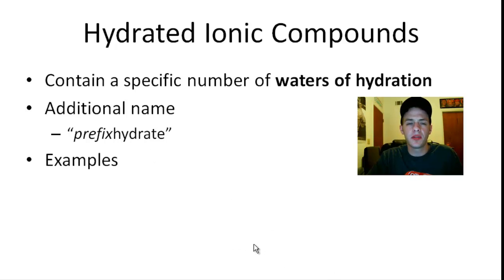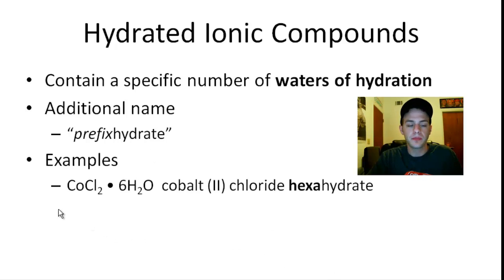So I have a couple of examples of hydrated ionic compounds. The way that we would name this, CoCl2·6H2O, is cobalt-2 chloride hexahydrate. So the hex, that's the prefix corresponding with number 6. So that means since we have 6 water molecules, this is a hexahydrate.